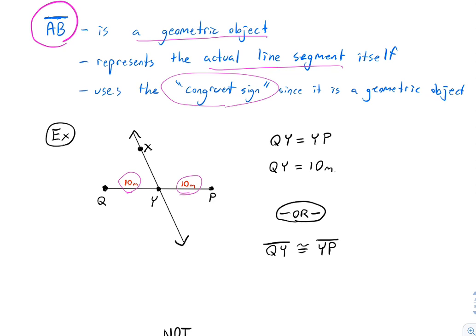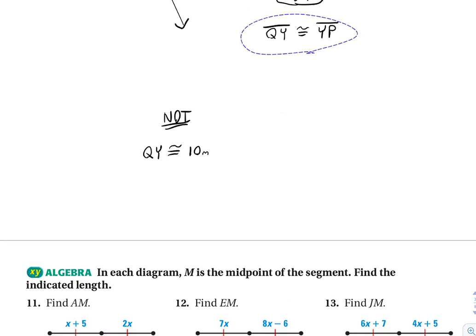So over here, we could either say that the length of QI is equal to the length of YB, or you could say that the length of QI is equal to 10 meters. Either one of those is totally okay, equal signs, length, or you could talk about the object. You could say the actual line segment QI is the same as the actual line segment YP, and that's when you use the congruent sign. Oh, and not down here, you can't have a number congruent to another number. That just doesn't make sense. Just clearing up what's a geometric object and what's a number.